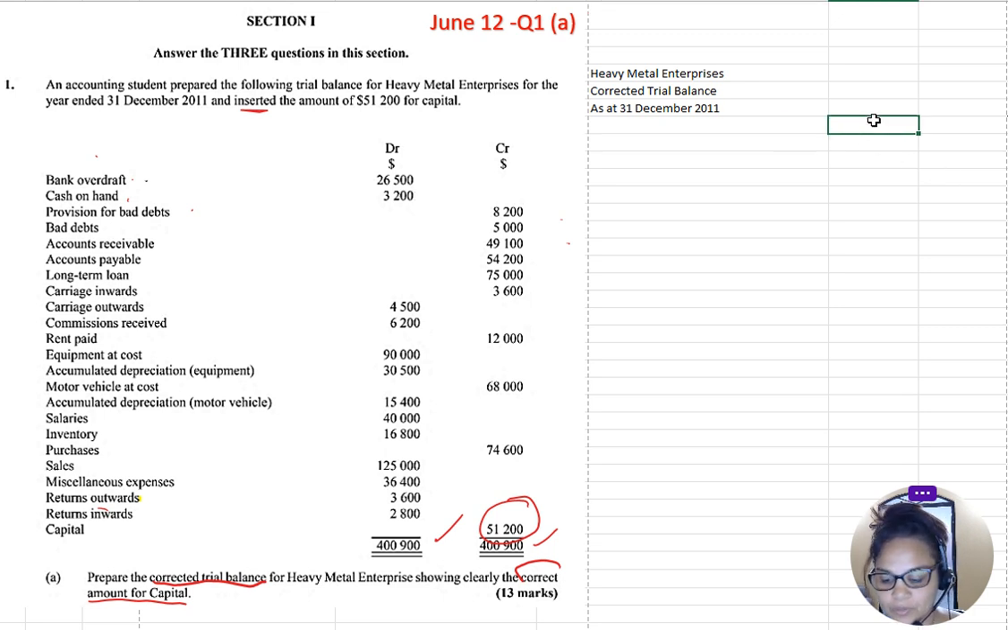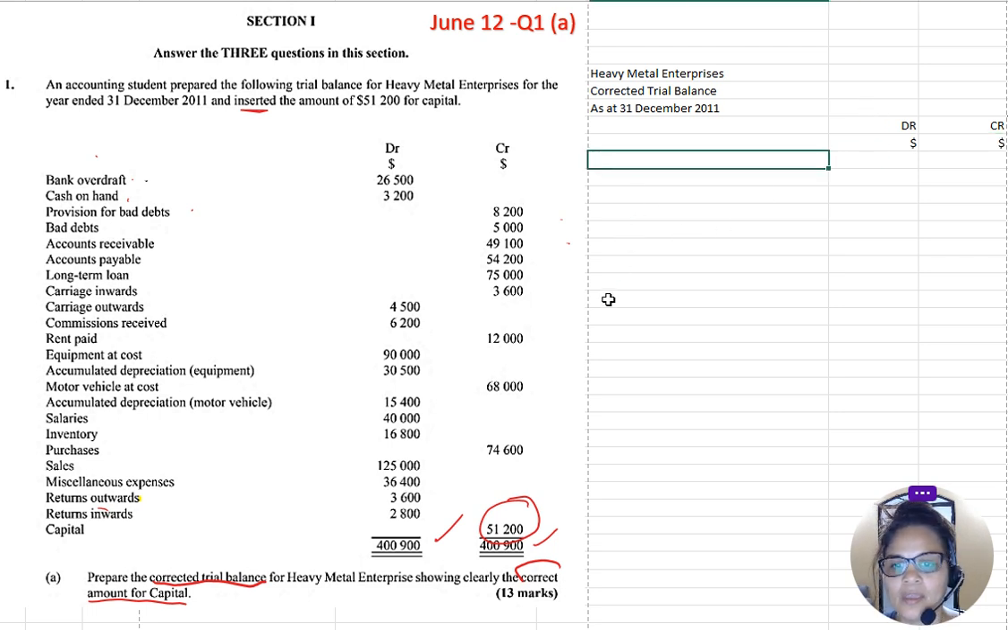So you know that you have to put your debit, you have to put your credit, and you have to put your dollar sign, right? So next, these are the accounts that you have to correct.